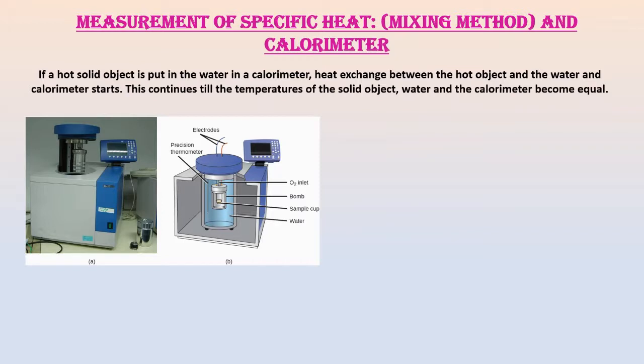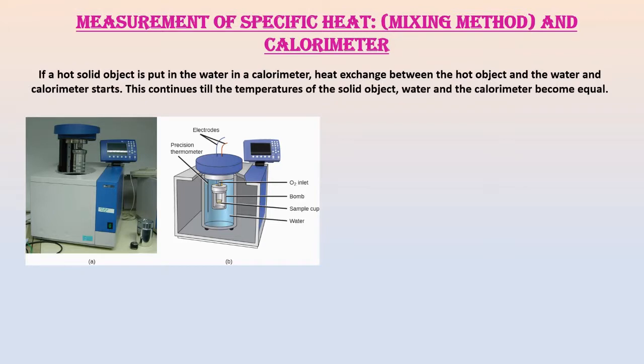Okay, so here we can see what is inside the calorimeter. There is an oxygen inlet. There is a precision thermometer used to measure the temperature of the water. There is a sample cup inside a box, and there are two electrodes, and there is a display.